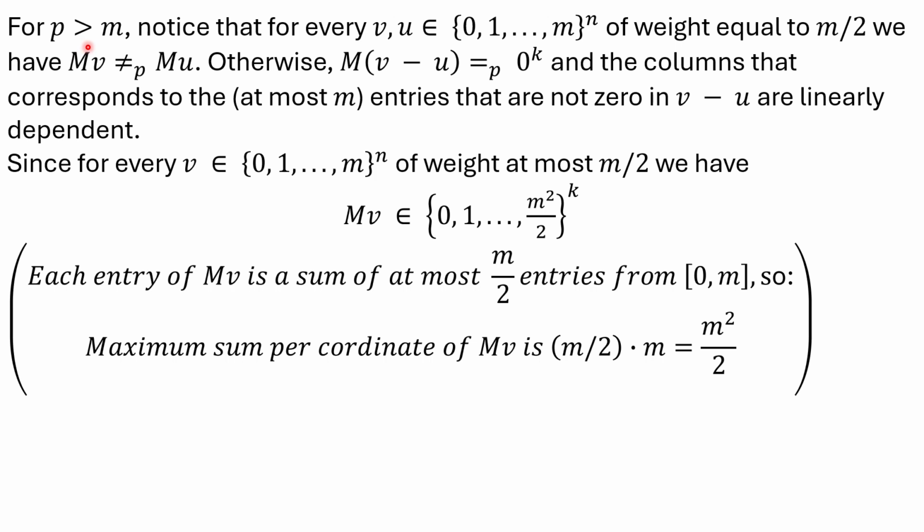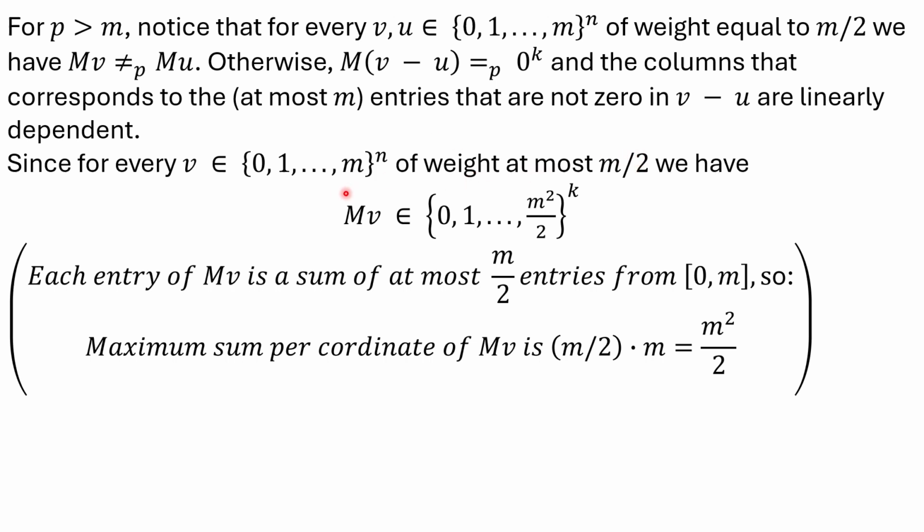For p greater than m, notice that for every v, u, two vectors that are in 0 to m to the n, of weight equal to half m, we have Mv is not equal to Mu. Otherwise, if they are equal, we get this equation right here, and the columns that correspond to the at most m entries that are not 0 in v minus u are linearly dependent, and this contradicts our assumption.